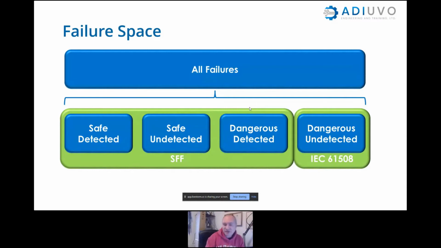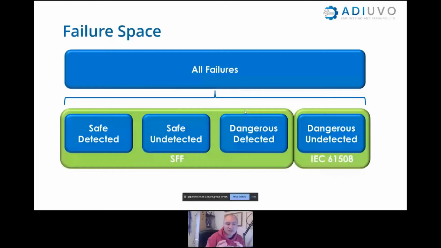We might have dangerous failure modes of the system, but as long as we can detect those dangerous failure modes and then take the mitigating action in our system, those dangerous failure modes are not an issue anymore.